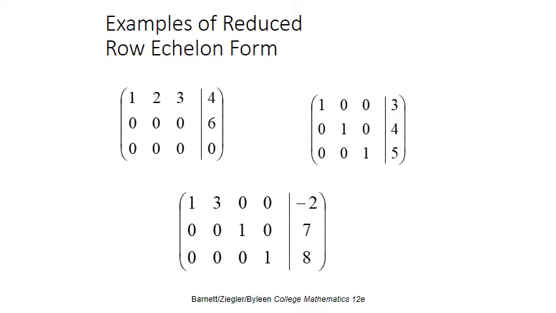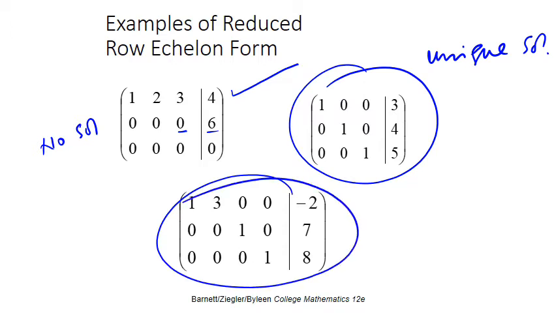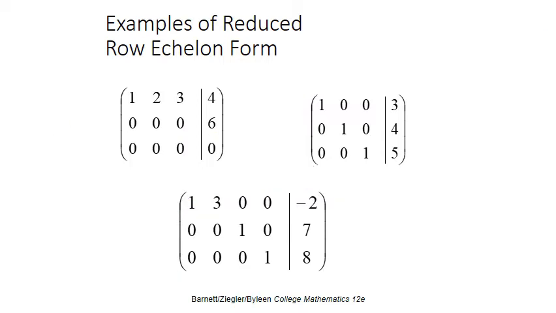Okay, what does it say? It says that if you have this form, this is an inconsistent form, no solution, because 0 is not equal to 6. If you have this form, that means you have a unique solution. And similarly, in this form you can have infinitely many solutions. We will discuss later how that happens. Anyways, these are all reduced row echelon forms.